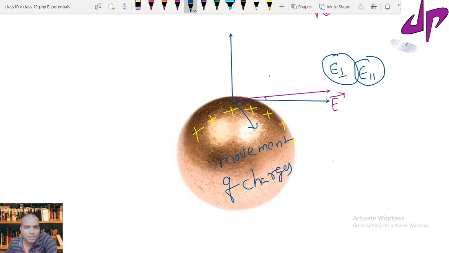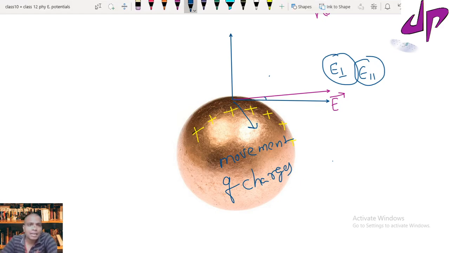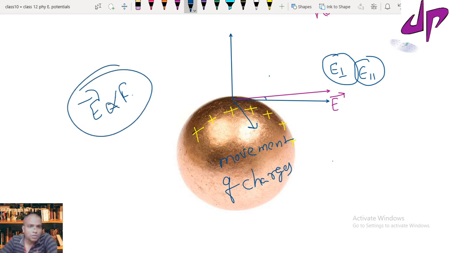This situation happens if we imagine the electric field is not normal to the surface. If the electric field has a tangential component, it will interact with the charges. Now if the electric field interacts with the charges, what happens? The electric field applies a force. This is the electric field versus force relation. This force is applied on a charge. So again, what happens? The charge will move.